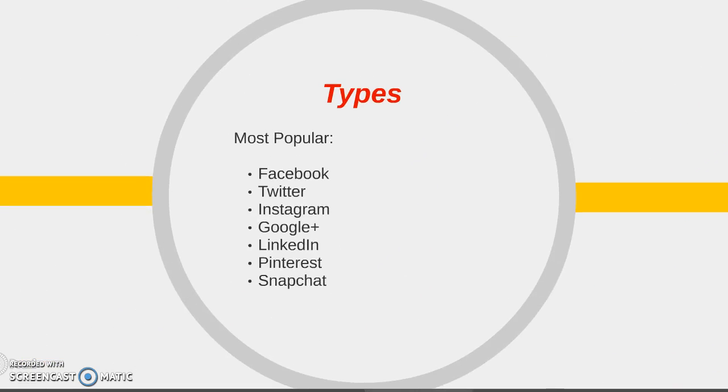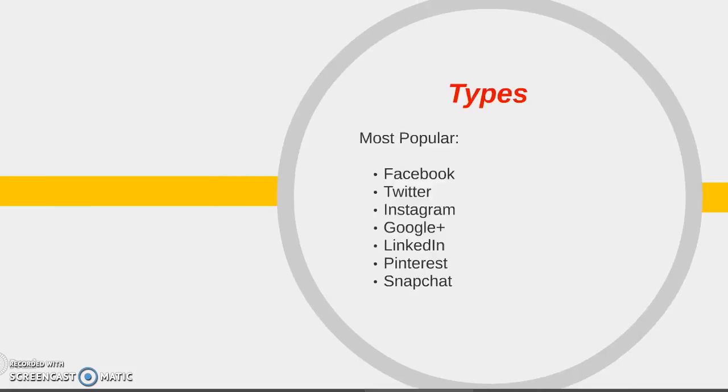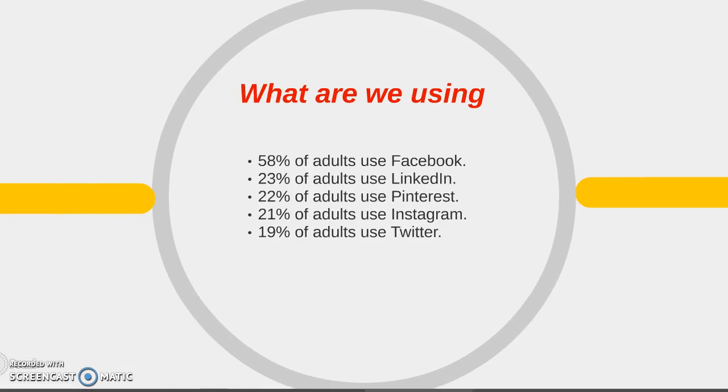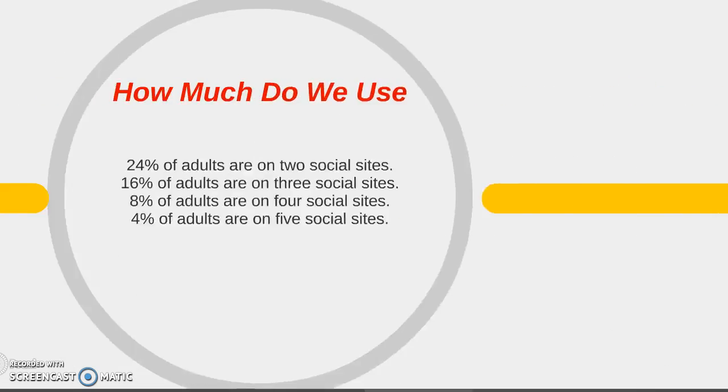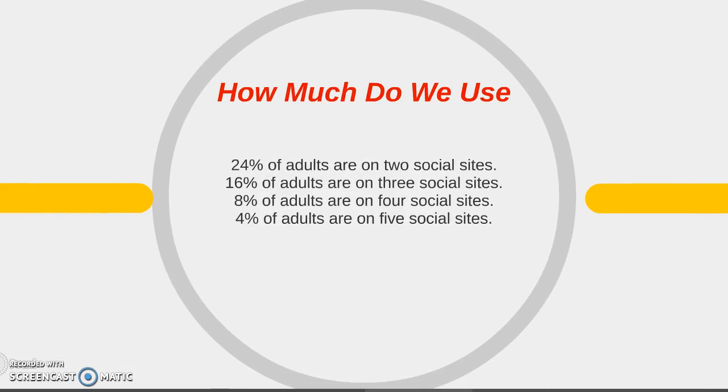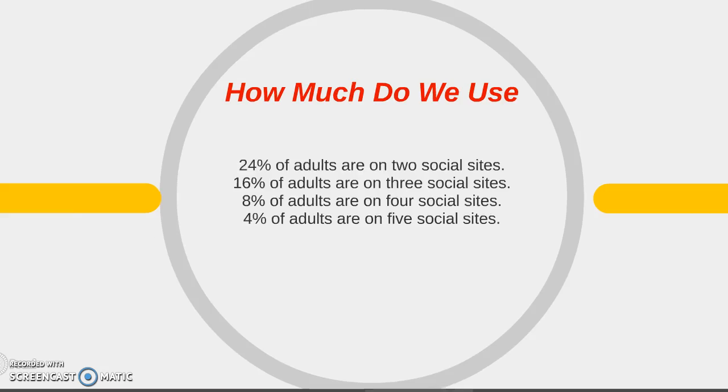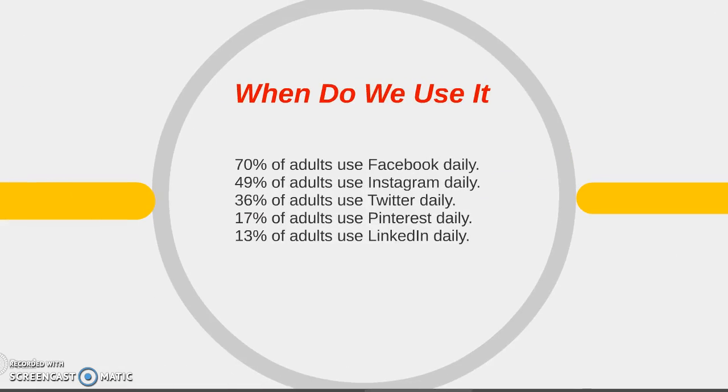So the most popular social media sites I listed are Facebook, Twitter, Instagram, Google+, LinkedIn, Pinterest, and Snapchat. These are also in order. You can see that 58% of adults use Facebook, and the definition of adult is 18 or over. You can see that 24% of adults use at least two social media sites, and that 70% of adults use Facebook daily.